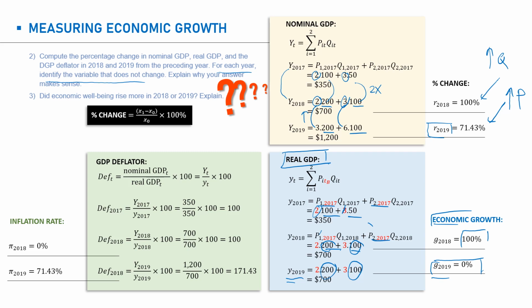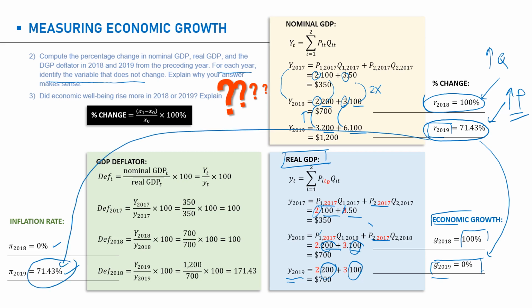As for the inflation rate, this is what happens. No change in price level in 2018, but there's a change in price level in 2019. What can we observe from this calculation? Look, in 2018 there is a growth of output, and in 2019 the growth only occurs in price. The output level grows by 0%, but the price level grows by 71.43%. It's exactly the same with this.